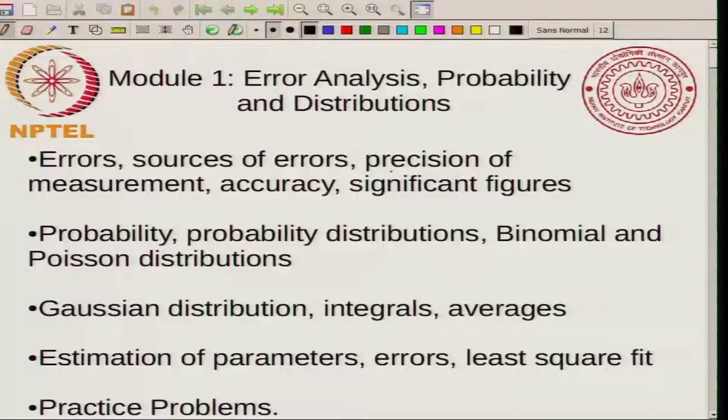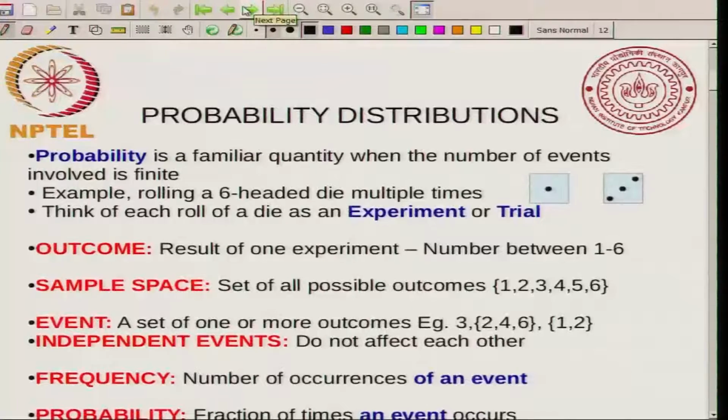Continue with the second lecture of this course. So, in the first lecture I talked about errors, the sources of errors, precision, measurement accuracy and significant figures. Today I will talk about probability distributions, the binomial and Poisson distributions. So, I am going to talk about probability distributions.